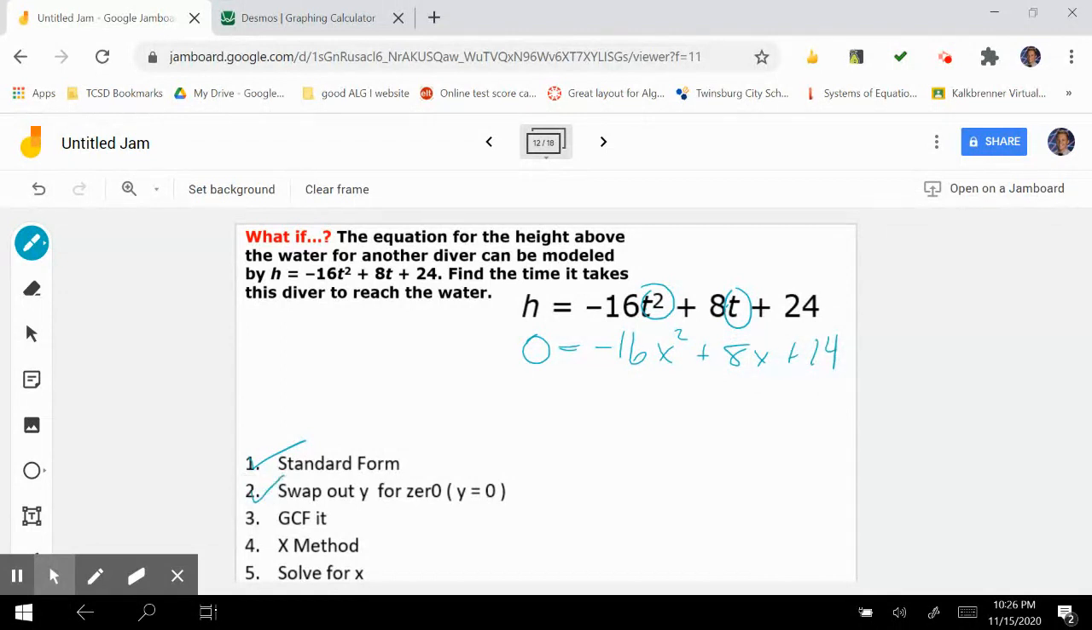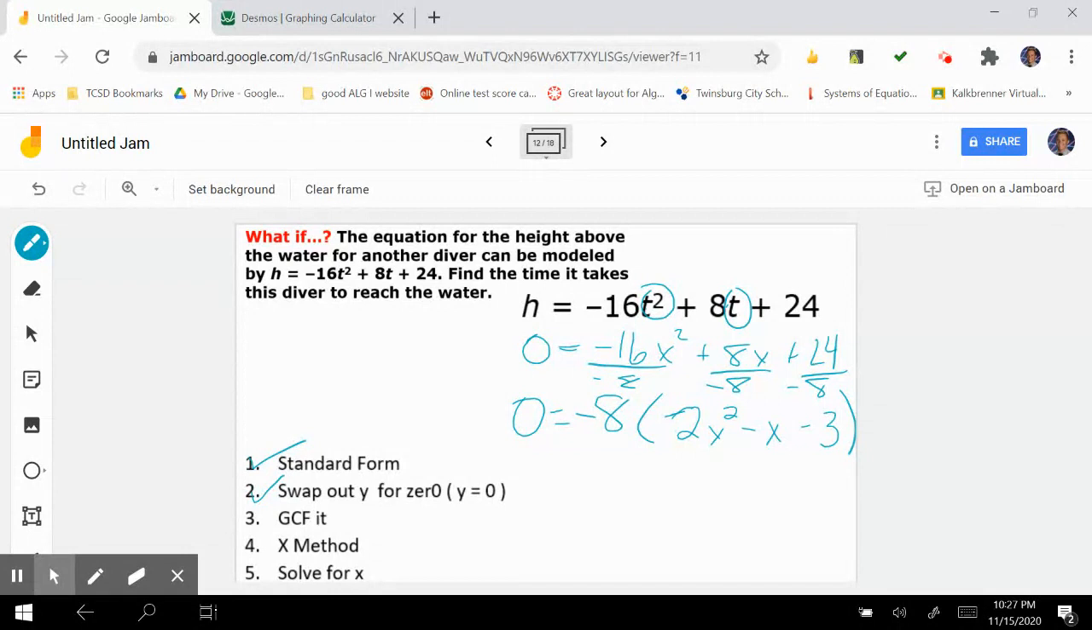That's good there. Now, if I GCF it, what can I take out? I think 8 goes into all these, so I'm going to get 0 equals 8. So if I take a factor of 8 out of all of these, I divide by 8. That's a 24. Sorry, I want to take out a negative 8 to make this positive, silly goose. So I get positive 2x squared, negative x, and negative 3 now.